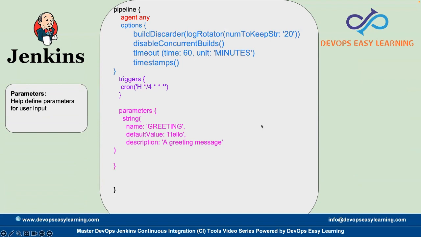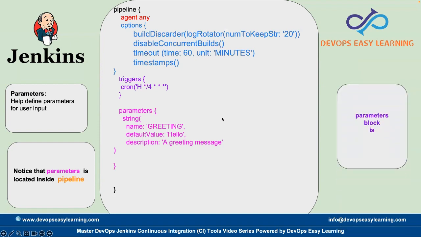Then I want us to also pay attention and notice something: parameter, same as trigger, same as option, and same as agent, is located under the main pipeline, right? It's also located in the main pipeline. And the parameter block is optional. It is not mandatory. So far, the only mandatory element is agent, right? Everything here from option to trigger to parameter is optional.